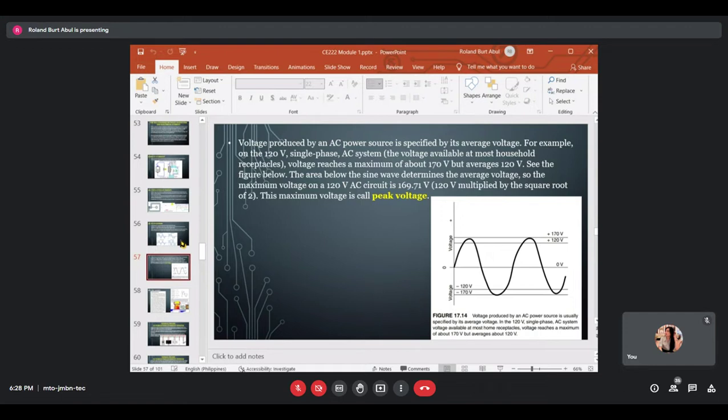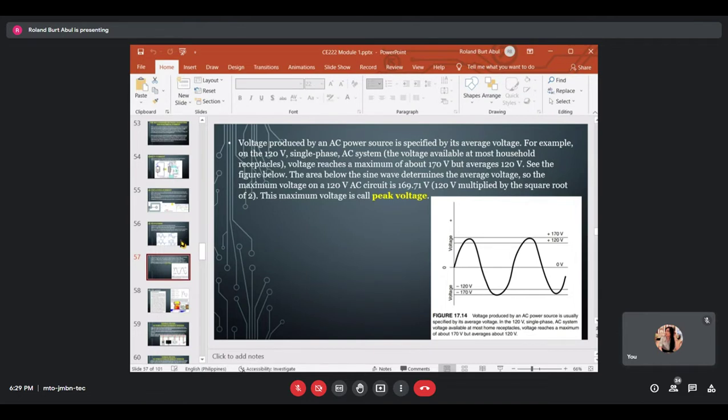So next is the voltage produced by an AC power source is specified by its average voltage. For example, on the 120 volts single phase AC system, the voltage reaches about a maximum of 170 volts but averages 120 volts. So referring sa figure nga nasa ubos, the area below the sine wave determines the average voltage. So the maximum voltage on a 120 volts AC circuit is 169.71. So, yun sana siya pagkuha. So, 120 times the square root of 2.